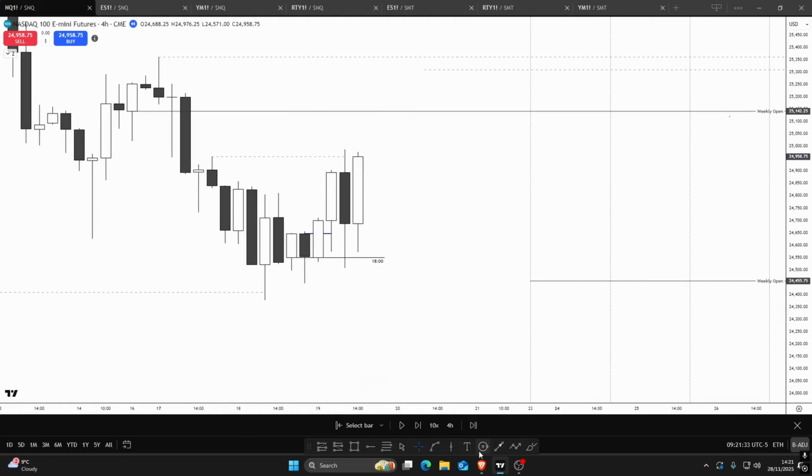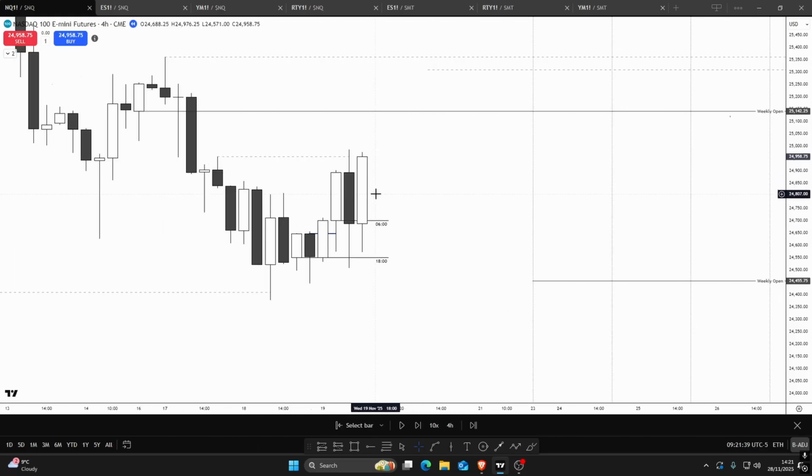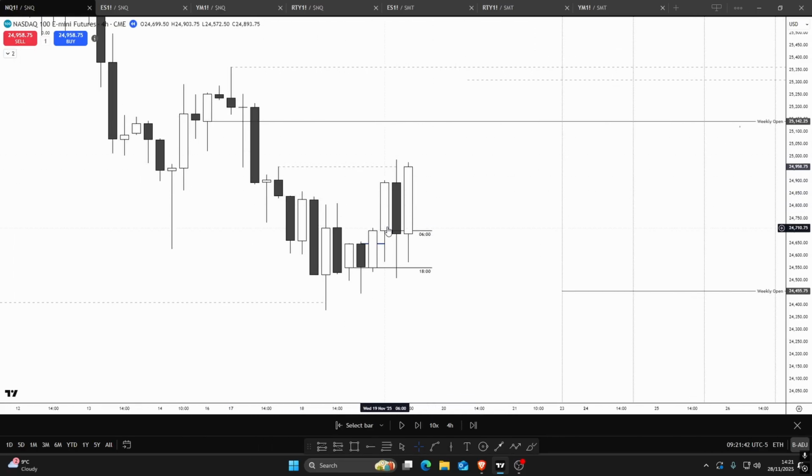So marking out 6 a.m., because this is the 4-hour candle that I was trading at the time to be able to catch this expansion, and then you can see 10 a.m. opens high into the draw and then closes back lower.